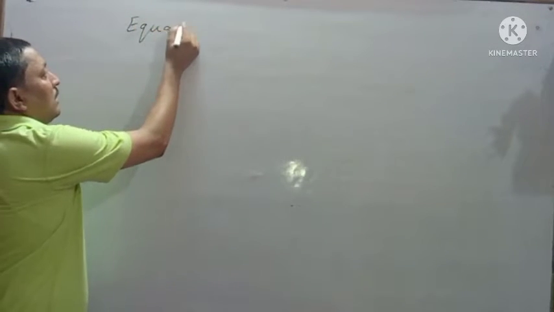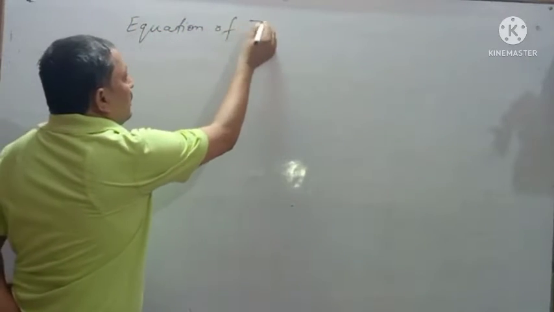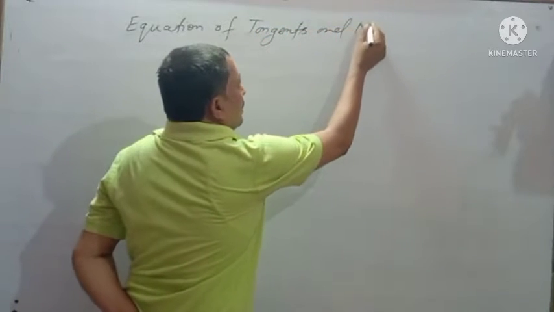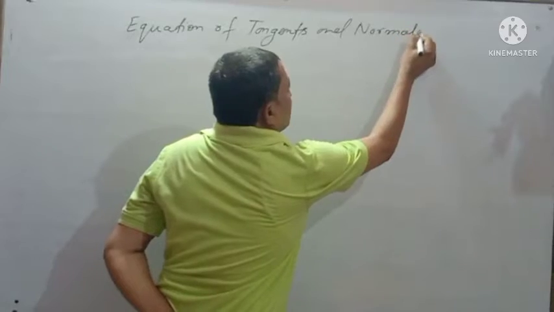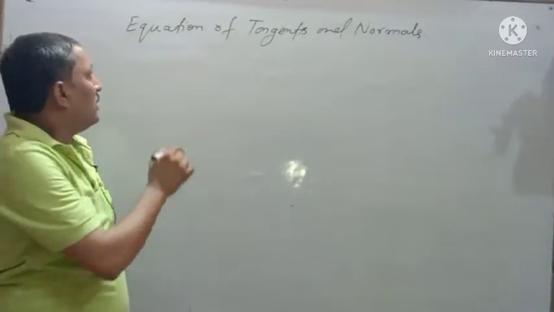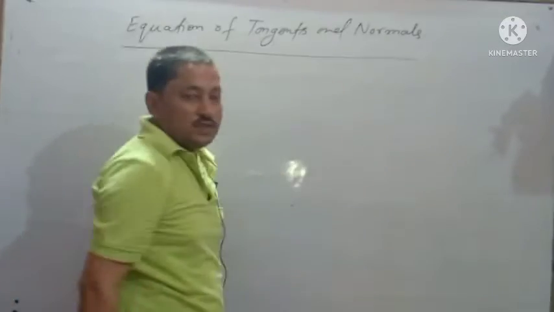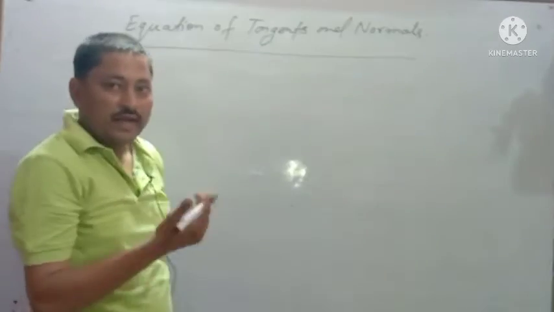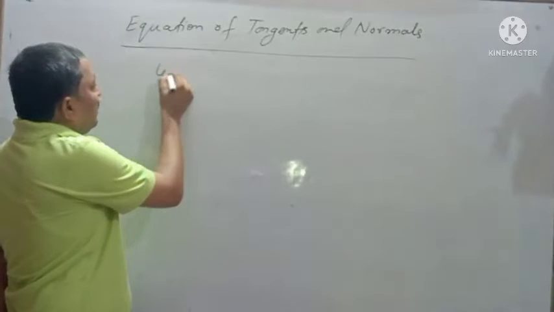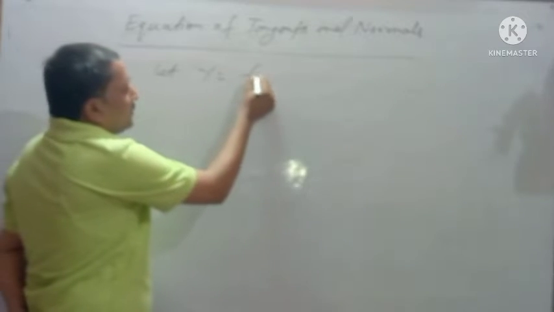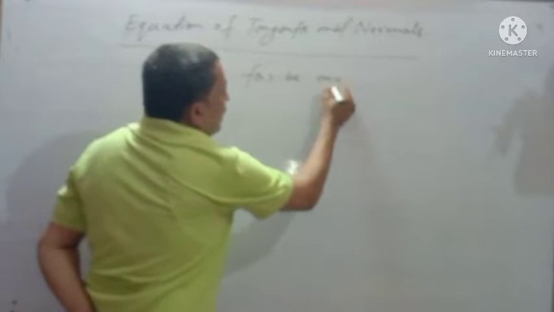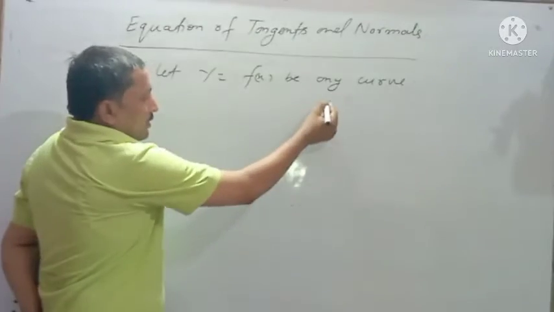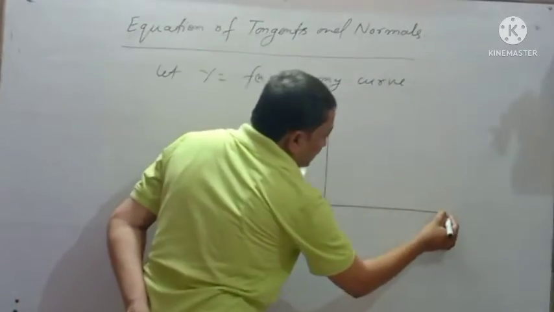Equation of tangents and normals. To discuss this topic, we will take a curve on the xy plane. Let y equal to f(x) be any curve. Draw the curve in the xy plane.